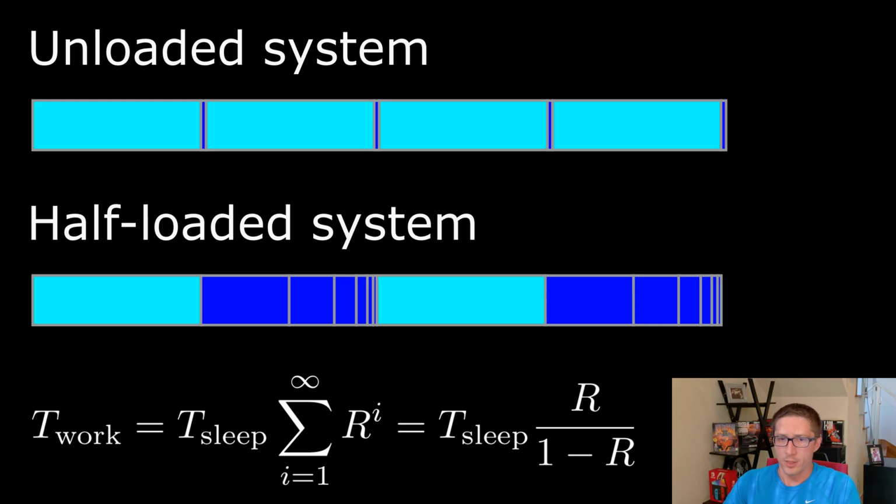However, there's a tipping point. As soon as the system becomes overloaded, where R is greater than 1, then the work period of 100 milliseconds times R to the I diverges to infinity, and latency goes to infinity.